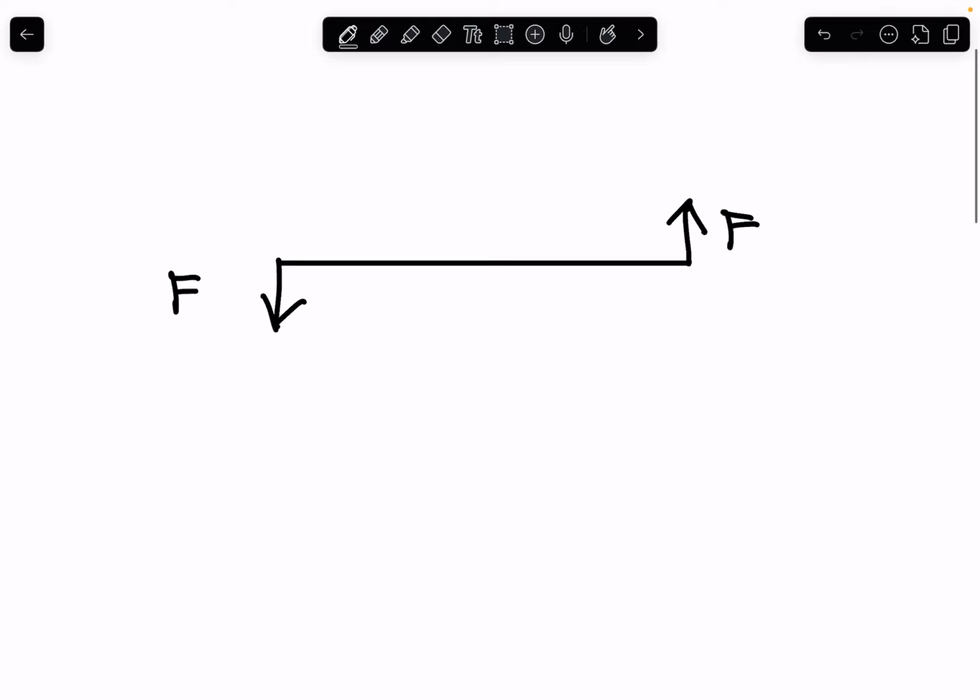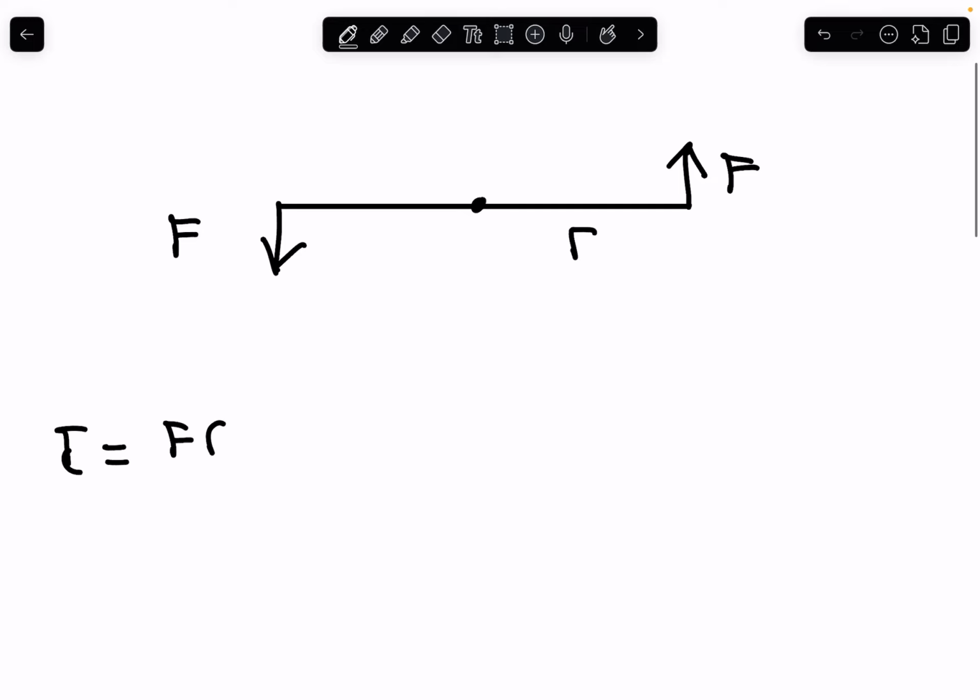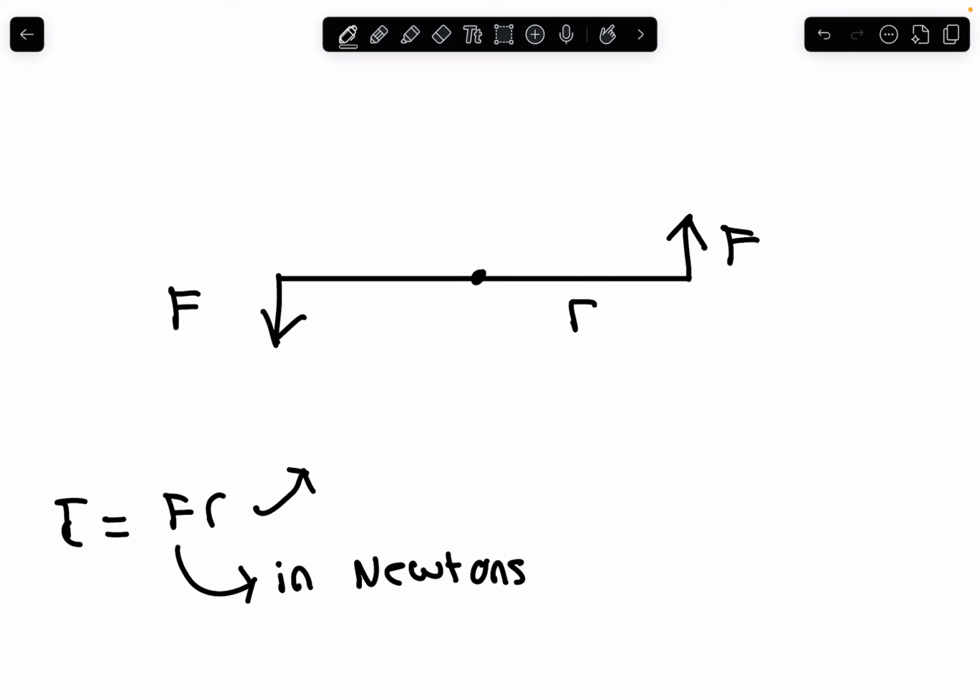This force applied at a distance r, for example, let's say this is a distance r, is known as torque. Torque is equal to the product of force times r. So force we know is in newtons. But what is r? Well, r is the distance from the pivot point.